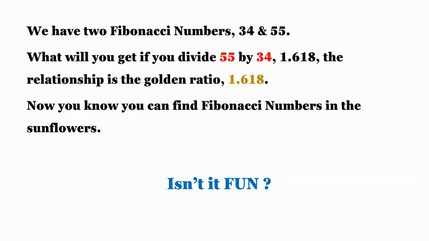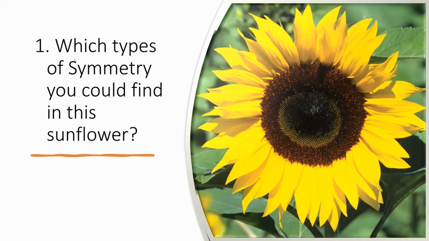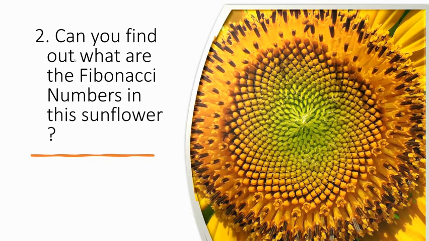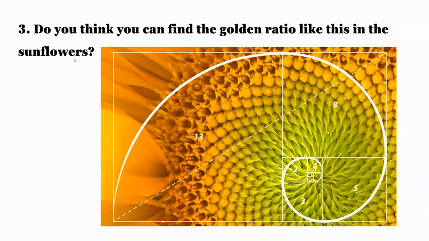Now you know how you can find Fibonacci numbers in the sunflowers. Isn't it fun? Part 4, Quizzes and Quests. Which types of symmetry could you find in this sunflower? Can you find out what are the Fibonacci numbers in this sunflower? Do you think you can find the golden ratio like this in the sunflowers?